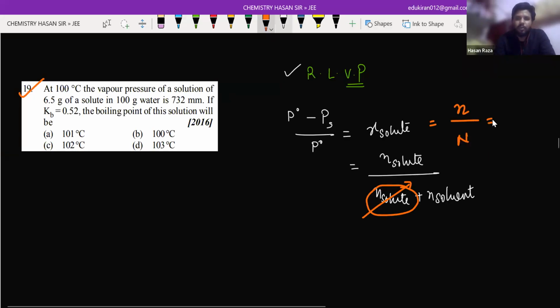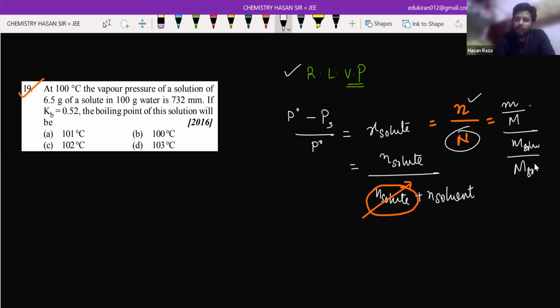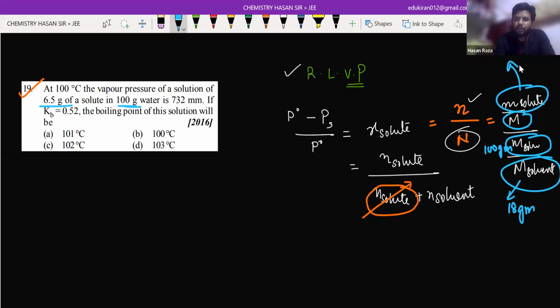Now you can easily apply this formula: given mass upon molar mass. For the solute, the given mass is 6.5 gram and the molar mass we can take as M. For the solvent, the given mass is 100 gram, and the molar mass of solvent, which is water, will be 18 gram. And here you can see this is your 6.5 gram.